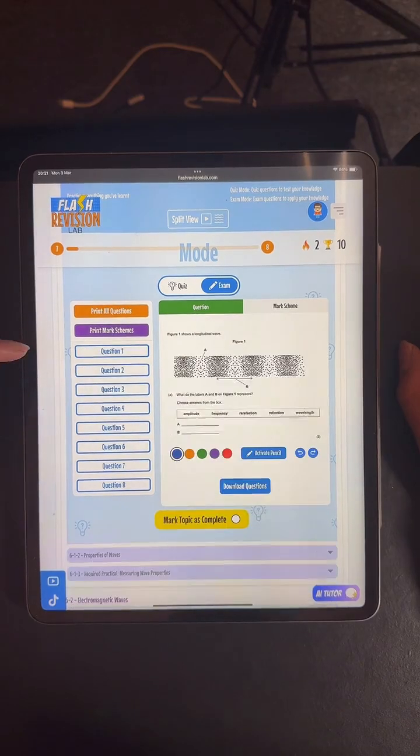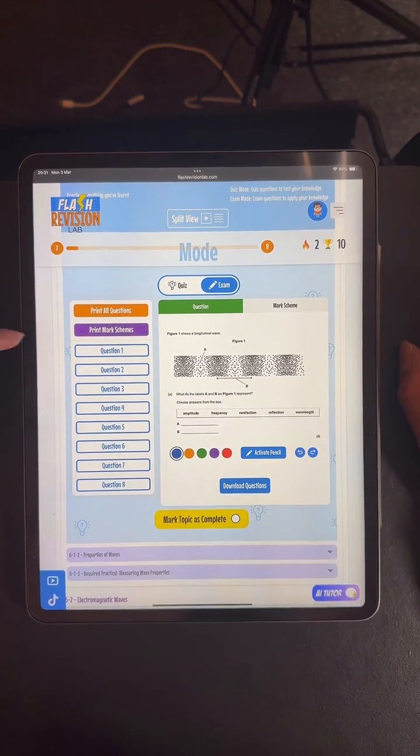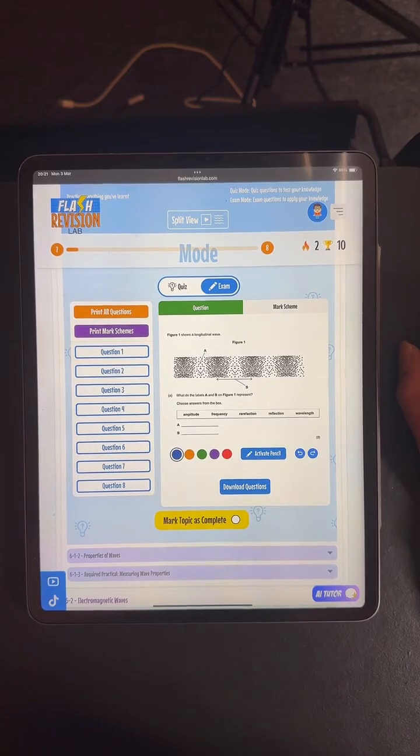Okay, moving on to question 2 here. Figure 1 shows a longitudinal wave. It says, what do the labels A and B on figure 1 represent?